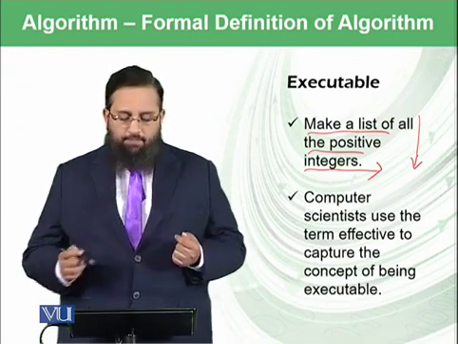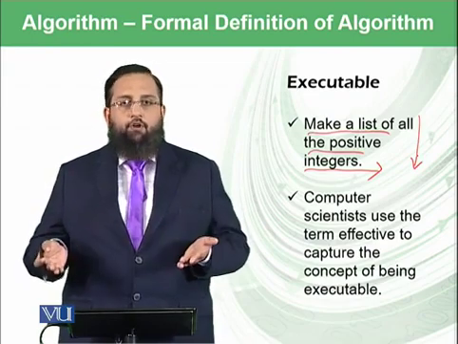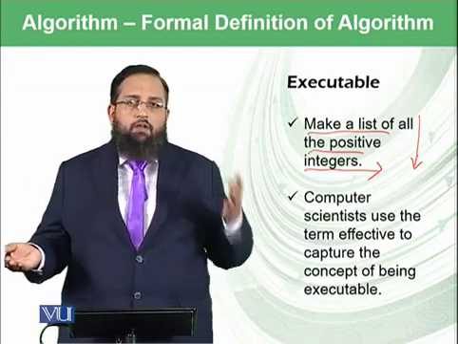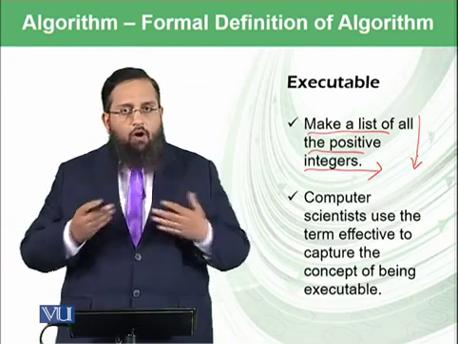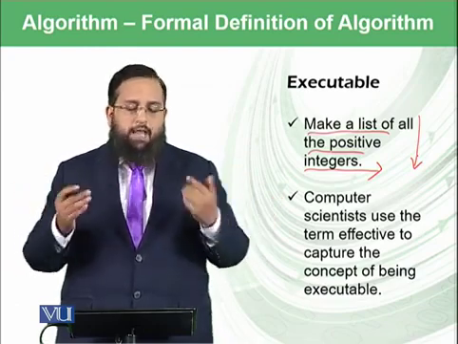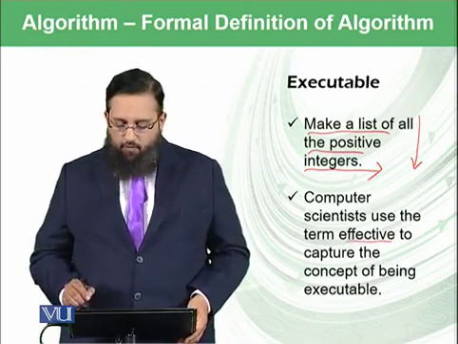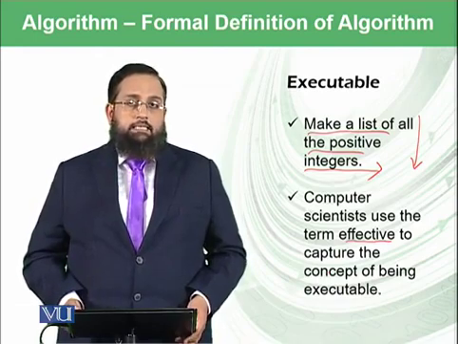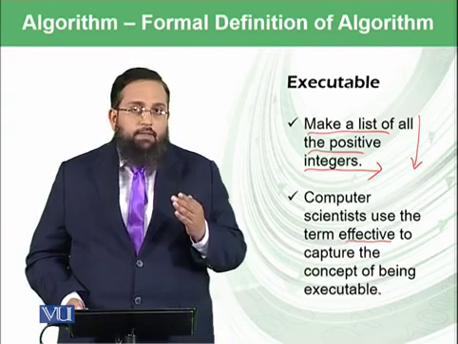For example, you can say that we want to make a list of all positive integers between 1 and 100. Now that is possible. 1 and 1 million, that is possible. 1 and 1 trillion, that is possible. But making a list of all positive numbers, that is not executable. So computer scientists use the term effective to capture the concept of being executable. So if you hear this term effectiveness, algorithm effectiveness, this means whether the algorithm is executable or not.